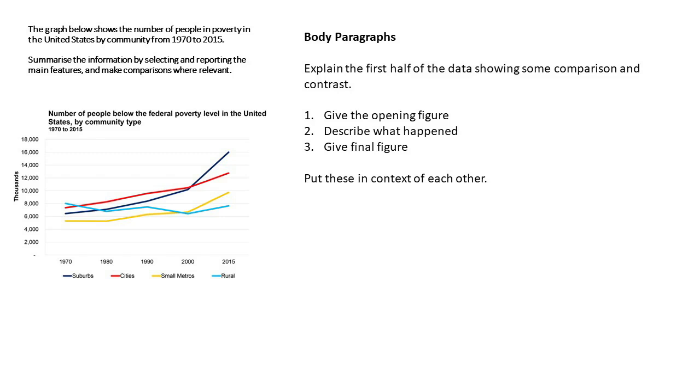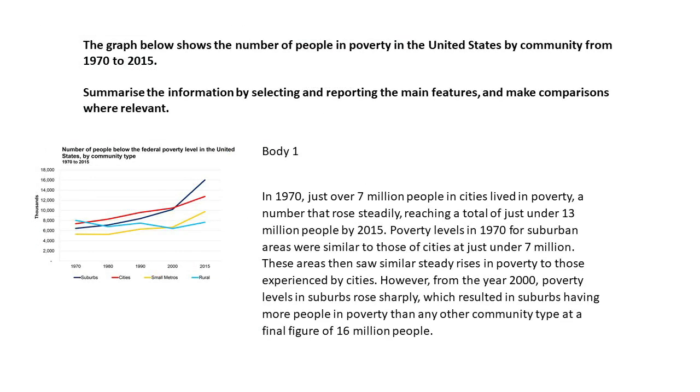What am I going to talk about first? Well, all I'm going to do is talk about 2 of the lines. I can choose whichever ones I want, but all we're going to do with these line graphs is talk about the beginning, what happens in the middle, and the final number. That's all it is. What happens in the beginning, what happens in the middle, and the final number. You'll see it's actually really simple. Let's look at body 1 now.